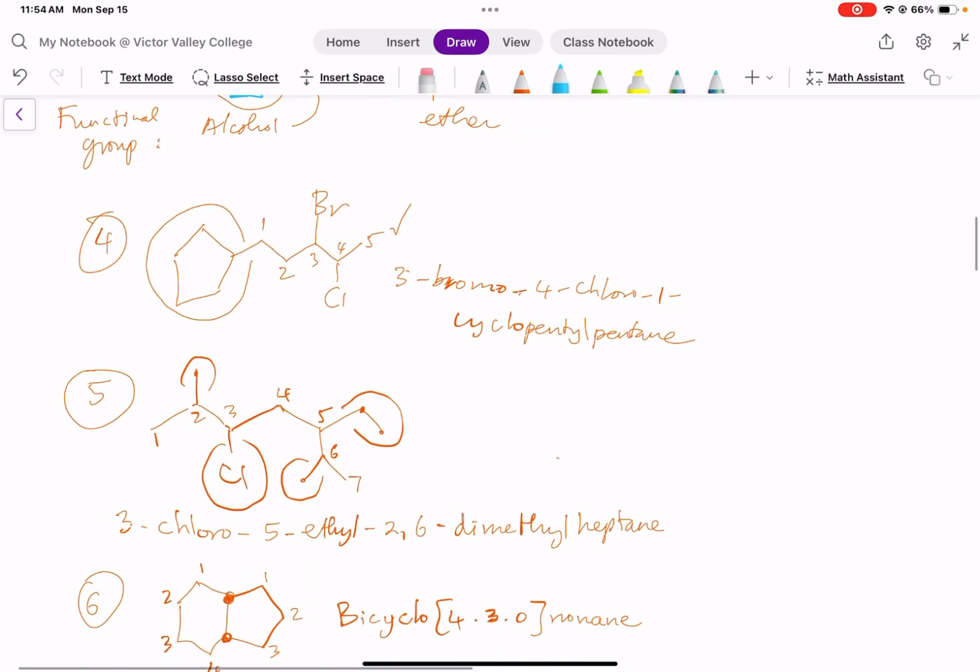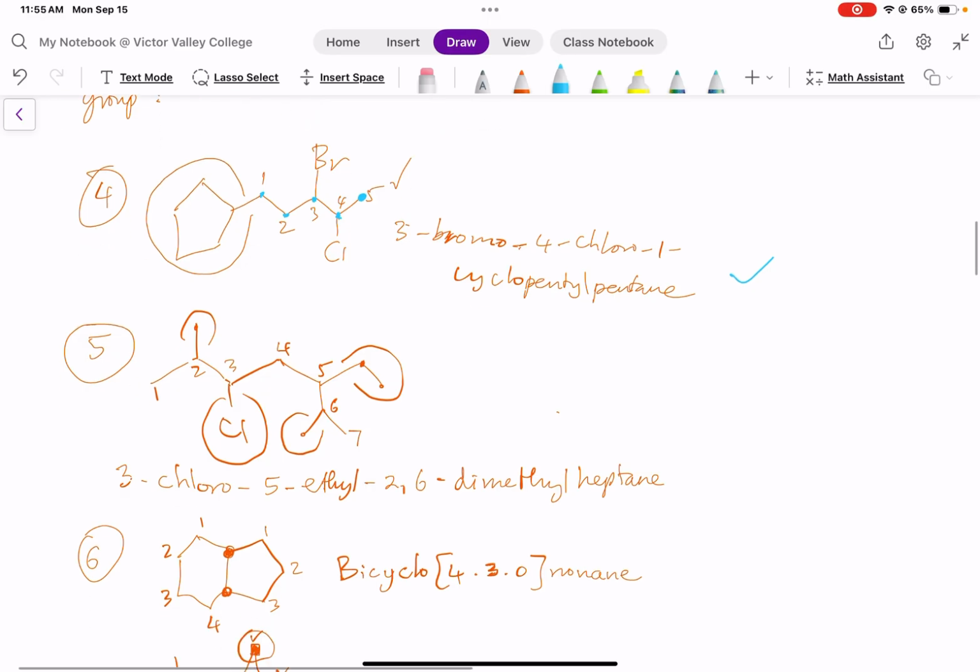More naming. When you have a cyclohexane as a branch, it's good to leave it as a branch. And then number 1, 2, 3, 4, 5, okay, carbon chain. So it's a lot easier. So that's why we have 3 bromo, 4 chloro, 1 cyclopentyl, pentane. Okay, that's alphabetical order for the branches.